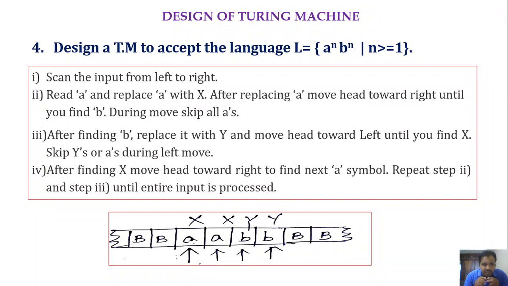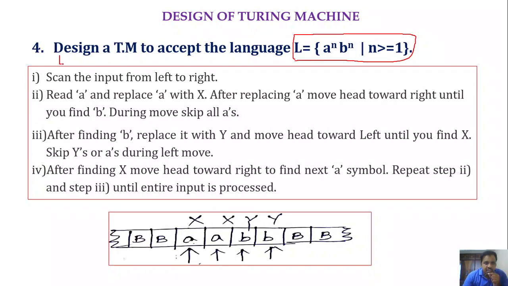Hello everyone. Let us design the Turing machine for the language L is equal to the set of a power n, b power n such that n is greater than or equal to 1. So we have to construct the Turing machine for this language, that is L is equal to a power n, b power n such that n is greater than or equal to 1. Here, the first thing is that you have to generate the language first.